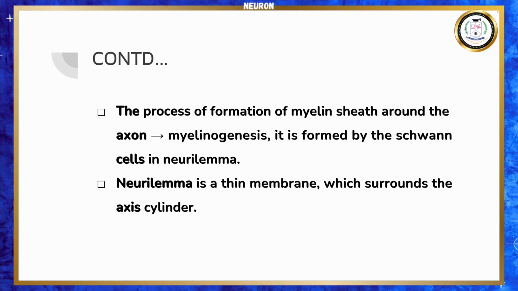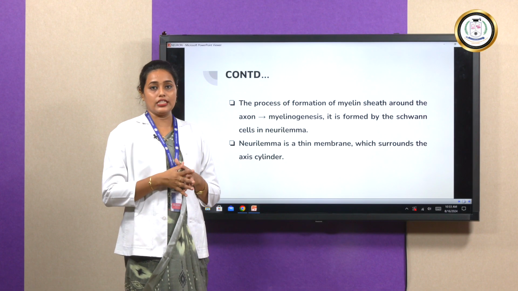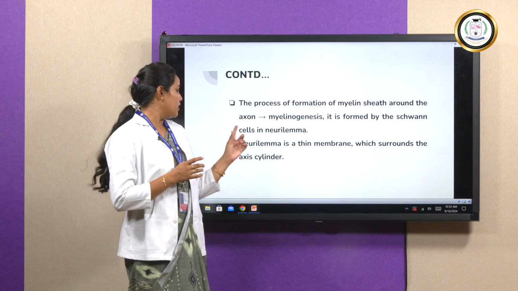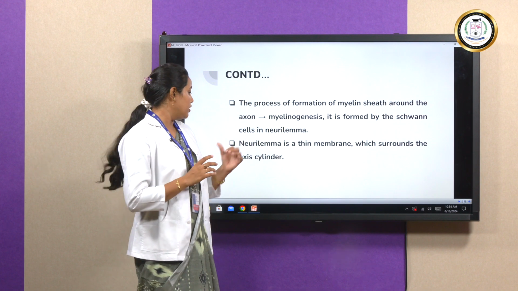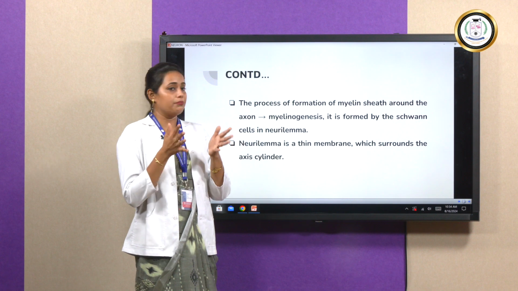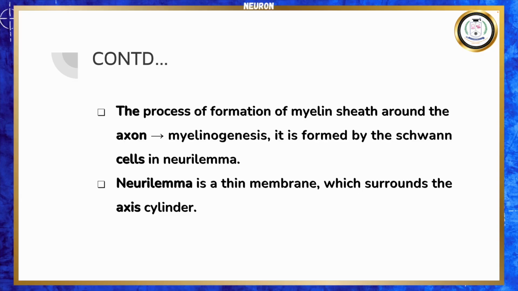As I said before, the myelin sheath is a thick lipoprotein sheath. The process of formation of this thick lipoprotein sheath is called myelinogenesis. Myelinogenesis is carried out by a special type of cells called Schwann cells. These Schwann cells are present in the neurolemma. What is neurolemma? Neurolemma is a covering sheath which covers the axis cylinder. It is a thin membrane which surrounds the axis cylinder. We have discussed this in the previous slides also.